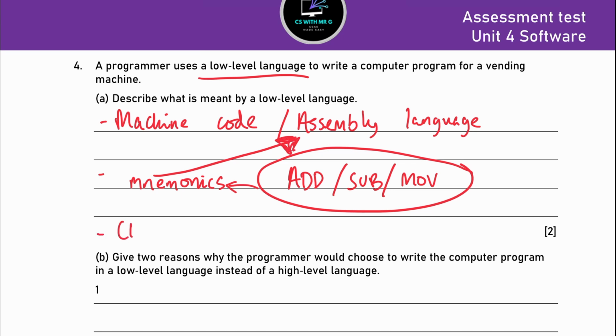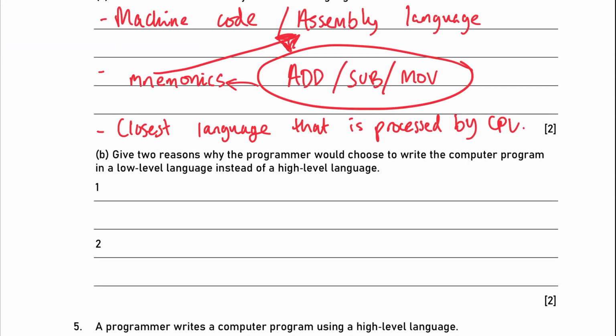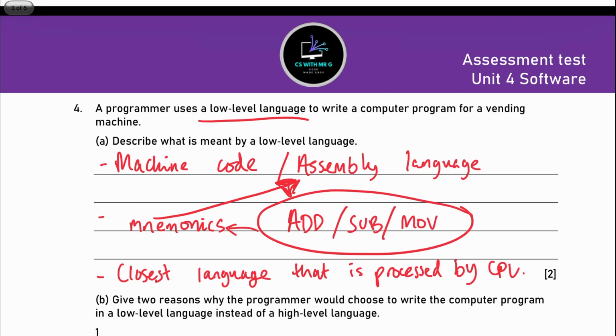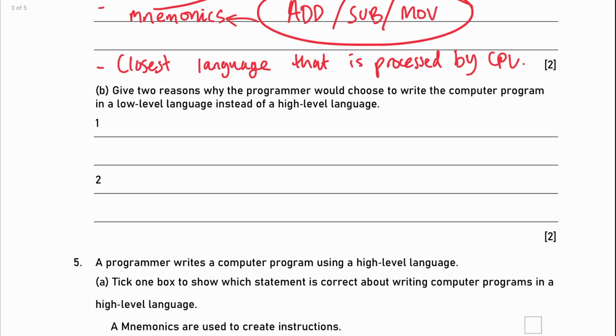Another mark could be closest language that is processed by a computer, and then give 2 reasons why you would choose to write a program in a low-level language instead of a high-level, which again is a tricky question. So why you would want to use a low-level language. If we think back to the first question, the programmer is writing a program for a vending machine. So that gives me a clue that low-level languages can be used with specific hardware. It's not a general computer. We're talking about a vending machine.